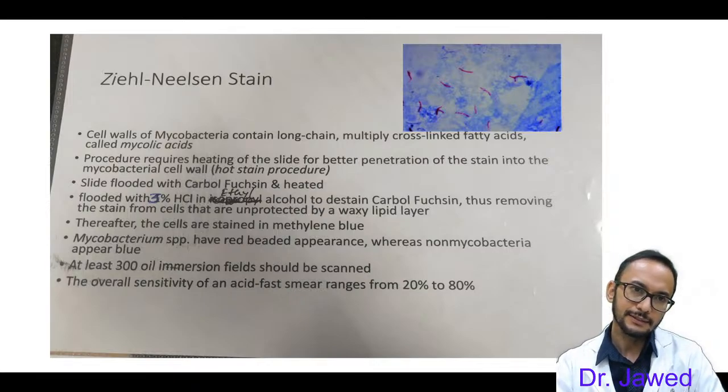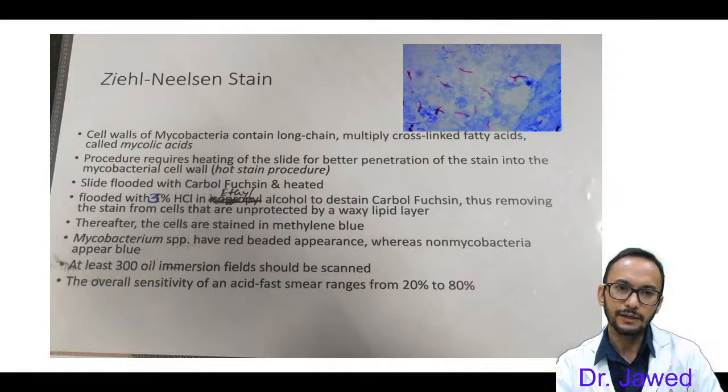So next is Nielsen staining, or acid fast staining. Here we are staining the structures which are acid fast. This is basically used for Mycobacterium tuberculosis. The acid fastness is because of the presence of mycolic acid in the cell wall, the cross-linking of fatty acids called mycolic acid.